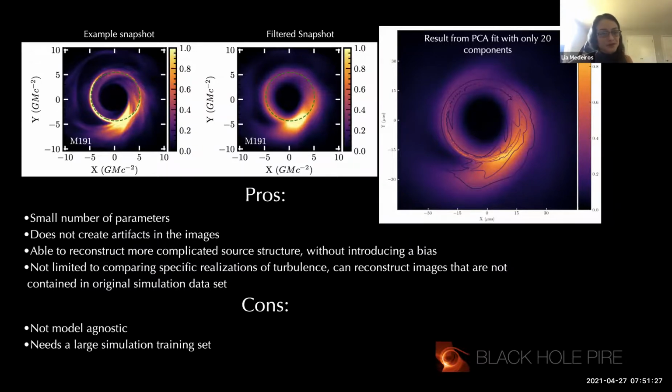And so the pros for this new method, so first we still have a small number of parameters, as I've been talking about, and we do not create the artifacts in the images that you would see, for example, from the imaging algorithms. And we're also able to reconstruct more complicated source structures than what we can do with the geometric crescent models, and we don't introduce the same biases that you see with the analytic crescent models. And so we're also not limited to comparing to specific realizations of the turbulence. And so we can reconstruct images that are not contained in the original simulation data set as well.